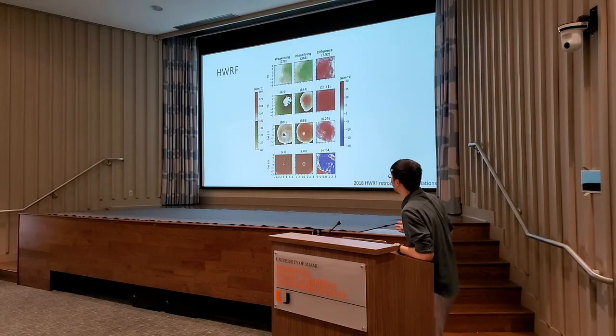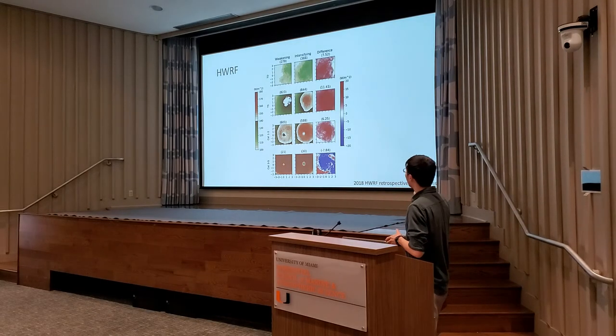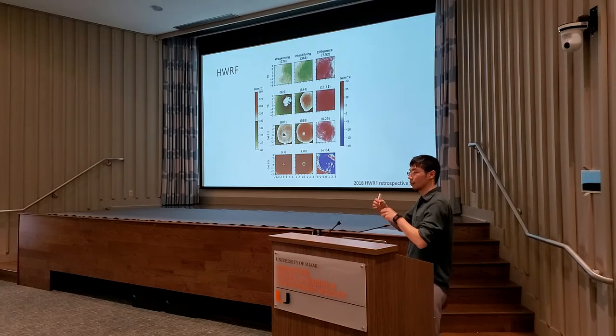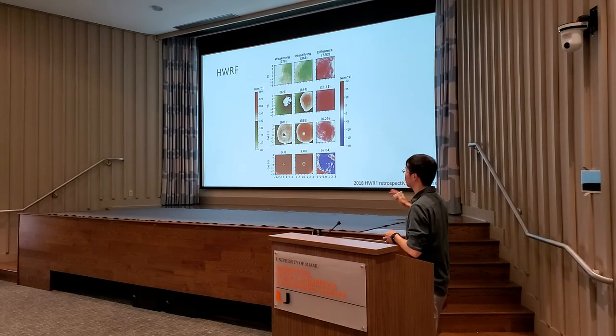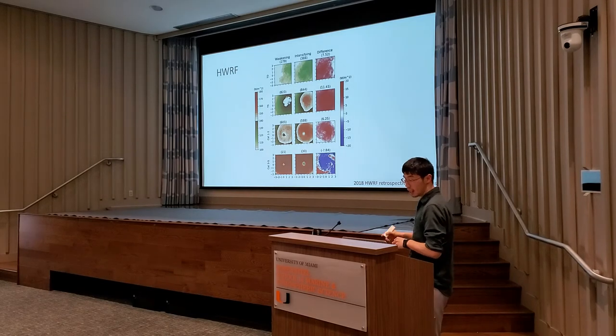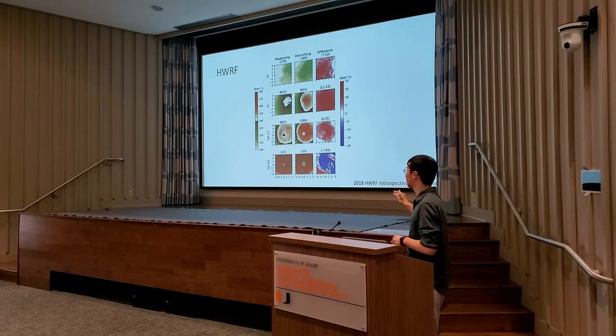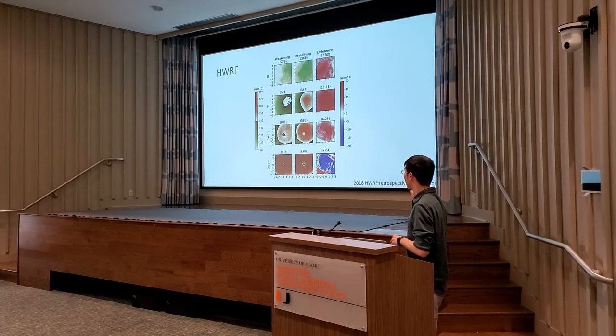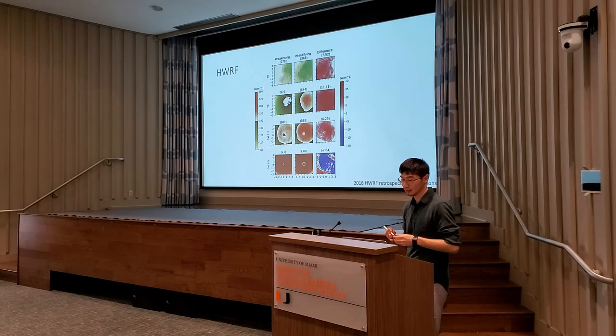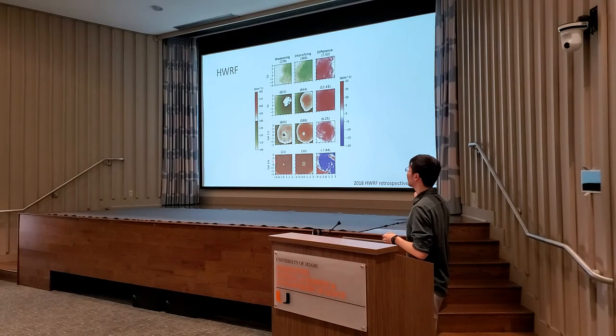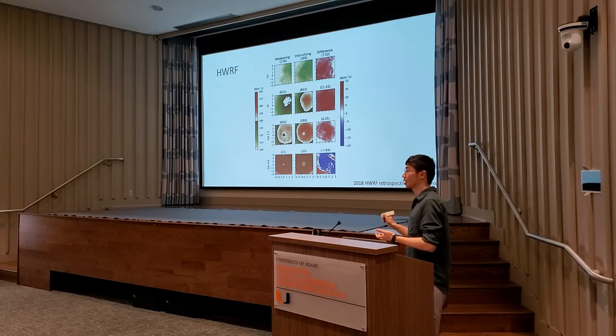This is the very preliminary result from the HWRF. The x-axis and y-axis are the latitude and longitude from the TC center, and different rows represent different intensity categories. Here we can see that intensifying TCs typically have stronger cloud-radiative heating than weakening TCs, except for major TCs, because it's just a very preliminary analysis. I'm not sure why the major TC has the opposite sign here. Maybe it's just because the weakening TC has stronger TC intensity than the intensifying TC here.